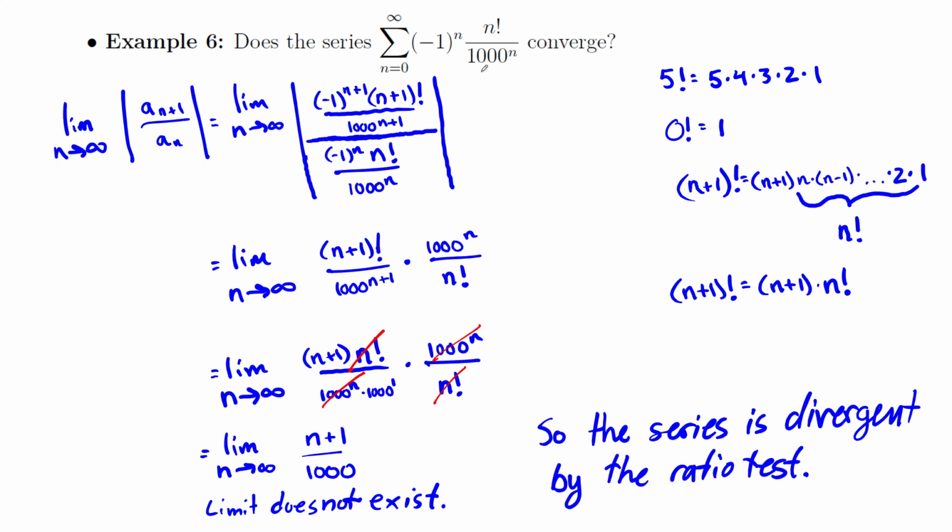The fact that you can have 1,000 to the n, right? An exponential with a base of 1,000 here, and that is still not growing fast enough to make this series convergent when you have a factorial up here. So I just wanted to point that out, since a factorial is kind of a new thing to us.